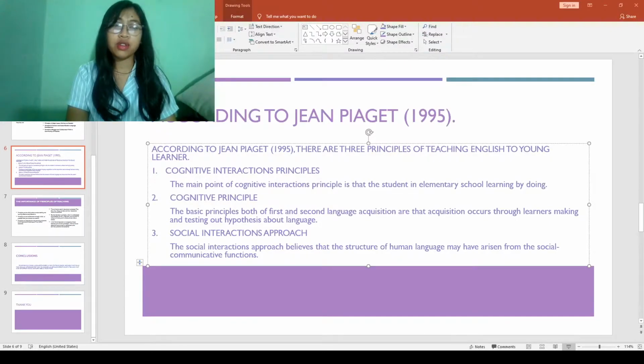I will continue to explain the principles of teaching English to young learners. According to Jean Piaget, 1995, there are three principles of teaching English to young learners. The first one is the cognitive interaction principle. The main point of the cognitive interaction principle is that students in elementary school learn by doing.